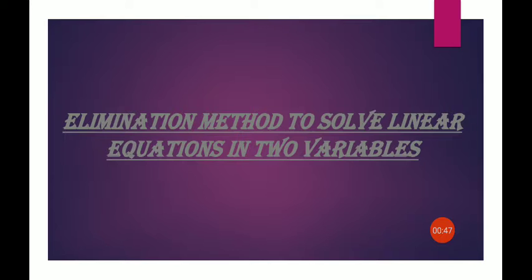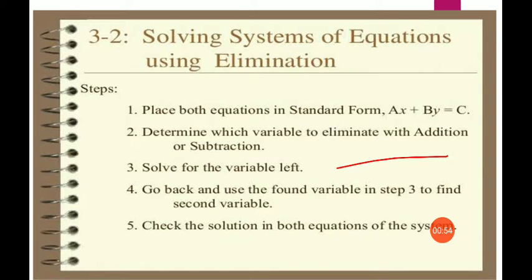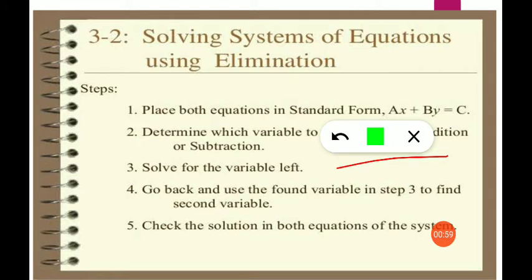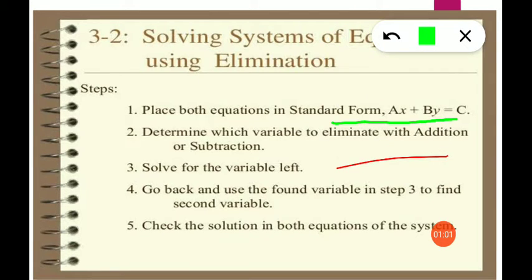So let's start with the steps first. The first step is to place both the equations in the standard form. Whenever the equation is not in the standard form, first of all, we have to convert it to the standard form. Then only we will move further. Then we have to determine which variable we want to eliminate.